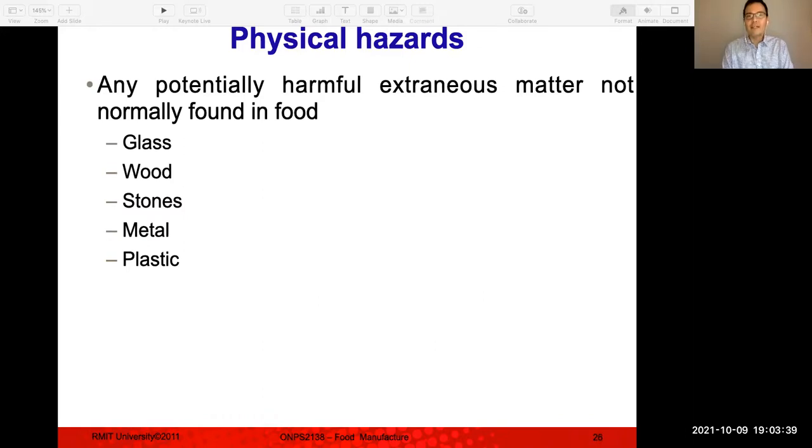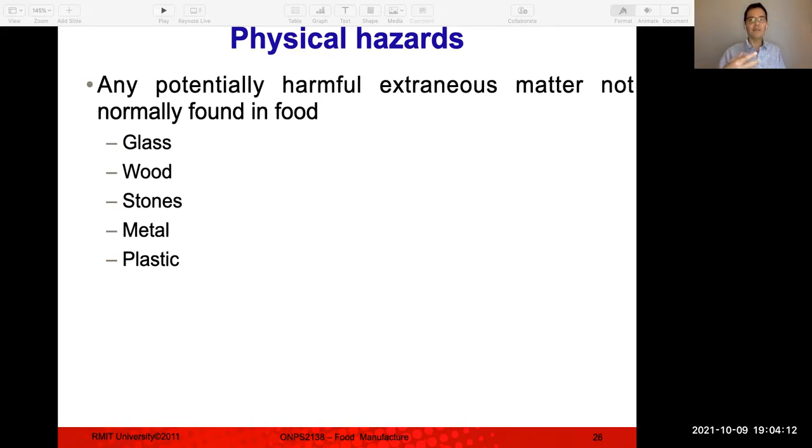While food safety hazards are very prominent, and most of what I will be talking about in the 4th and 5th series are all to do with microbiological hazards, what I wanted to cover now, though, is physical hazards, just basically the other sorts of hazards. So these are any potentially harmful extraneous matter that is not normally found in food. So things like glass and wood and stones and metal and plastic.